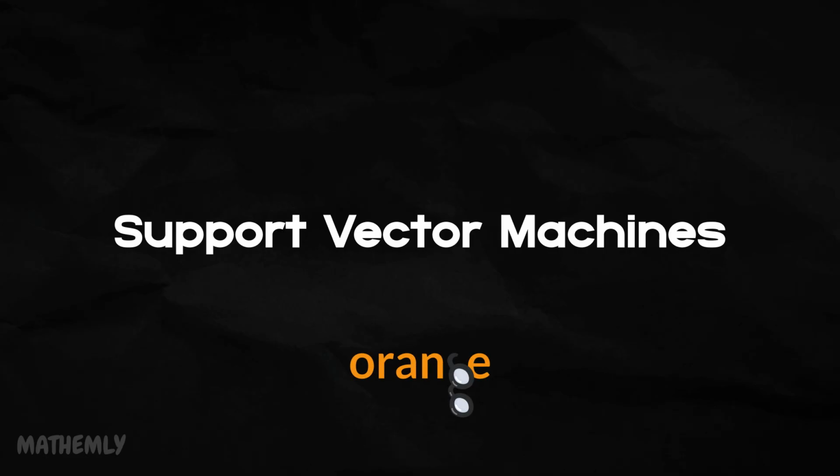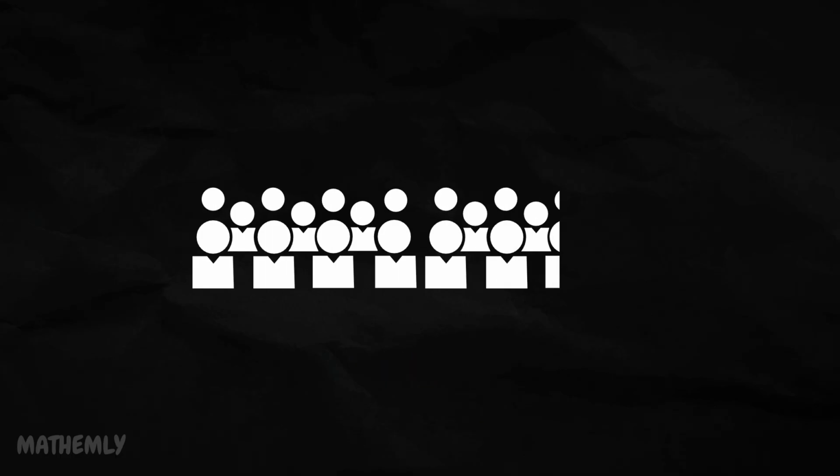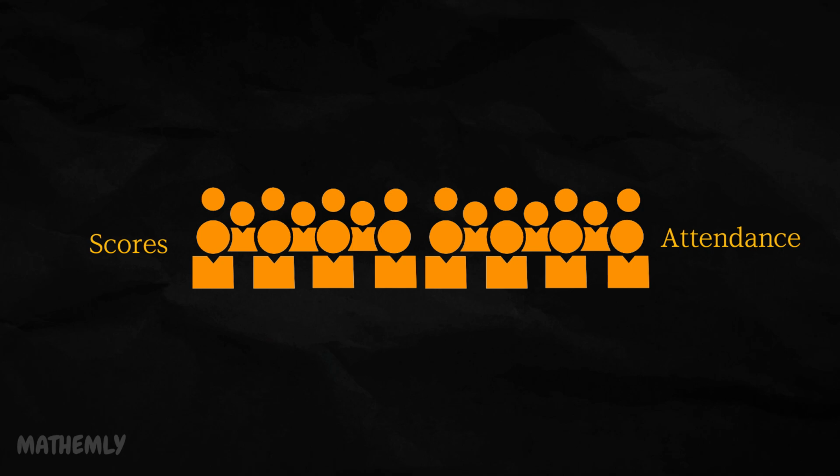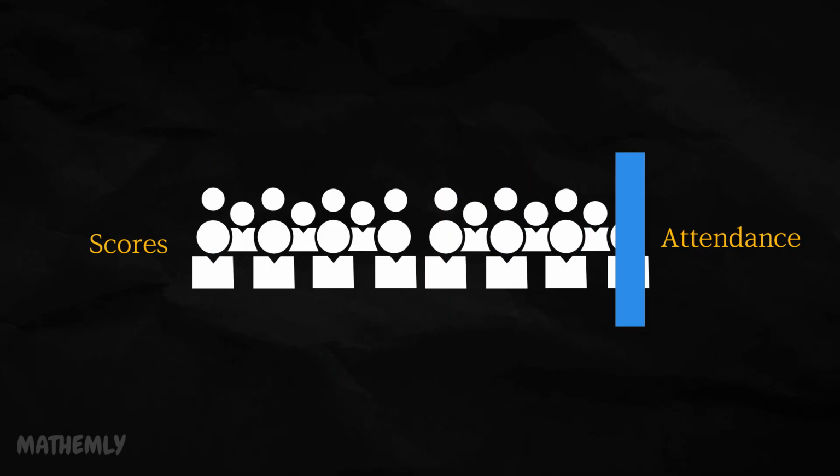Let's dive in. Imagine you're a teacher trying to separate two groups of students based on their exam scores and attendance. You want to find the best possible dividing line that separates high-performing students from low-performing ones. That is exactly what SVM does. It finds the optimal boundary between different categories while maximizing the margin between them.